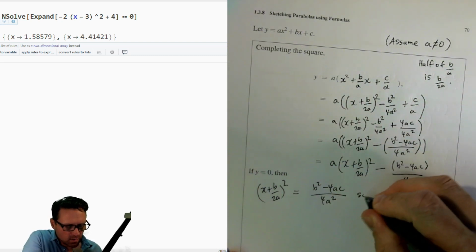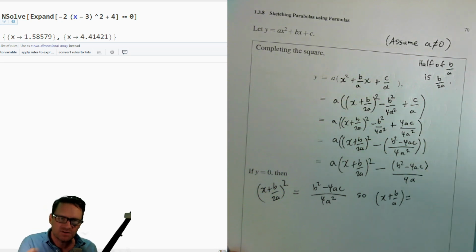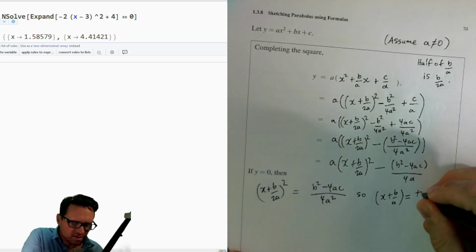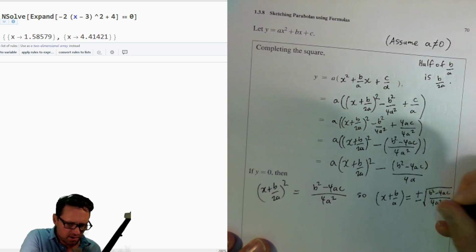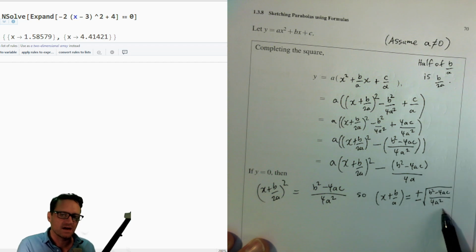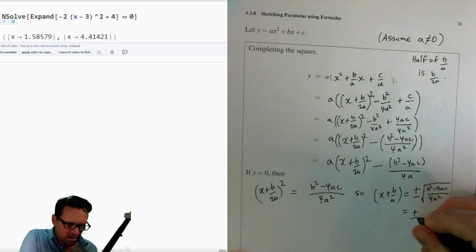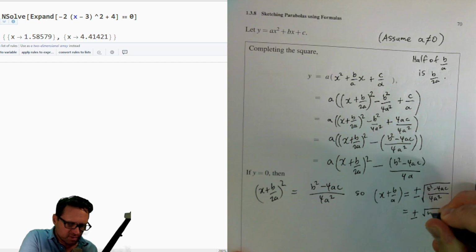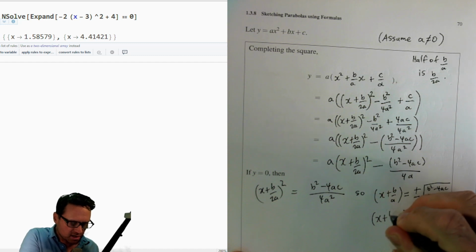Then taking square roots, x plus b over 2a is equal to, when you take square roots and you're solving, you get plus or minus the square root of b squared minus 4ac all over 4a squared. That square root extends over the entire fraction. Now let's simplify this square root. We've got plus or minus the square root of b squared minus 4ac. The square root of 4a squared is 2a, and that's x plus b over 2a.